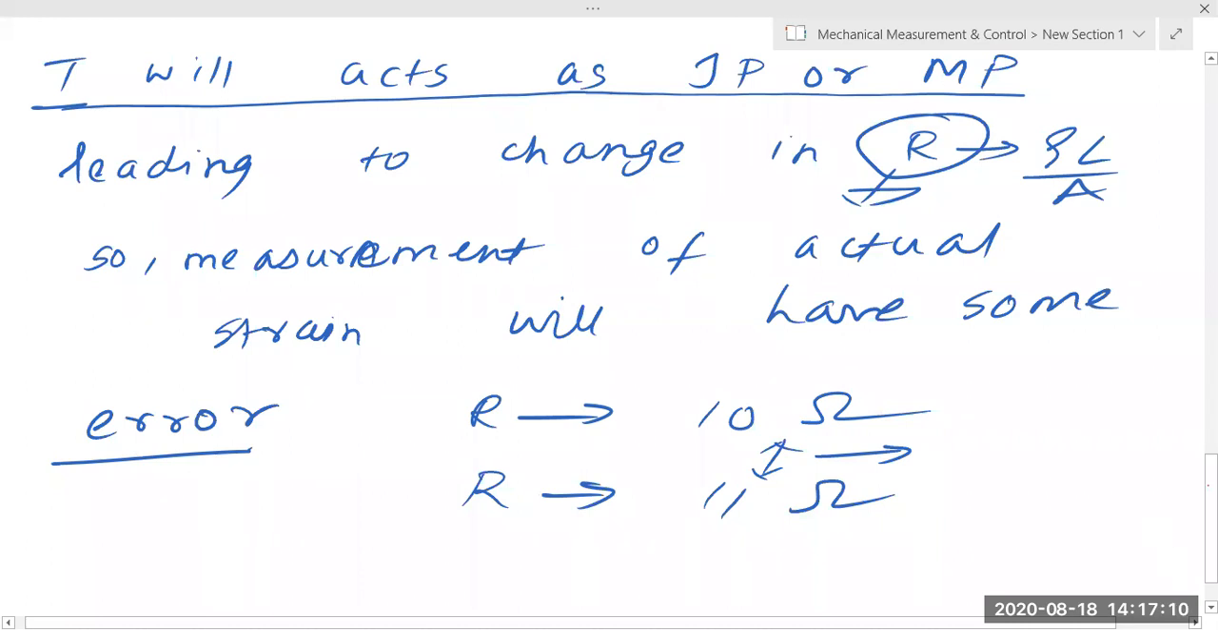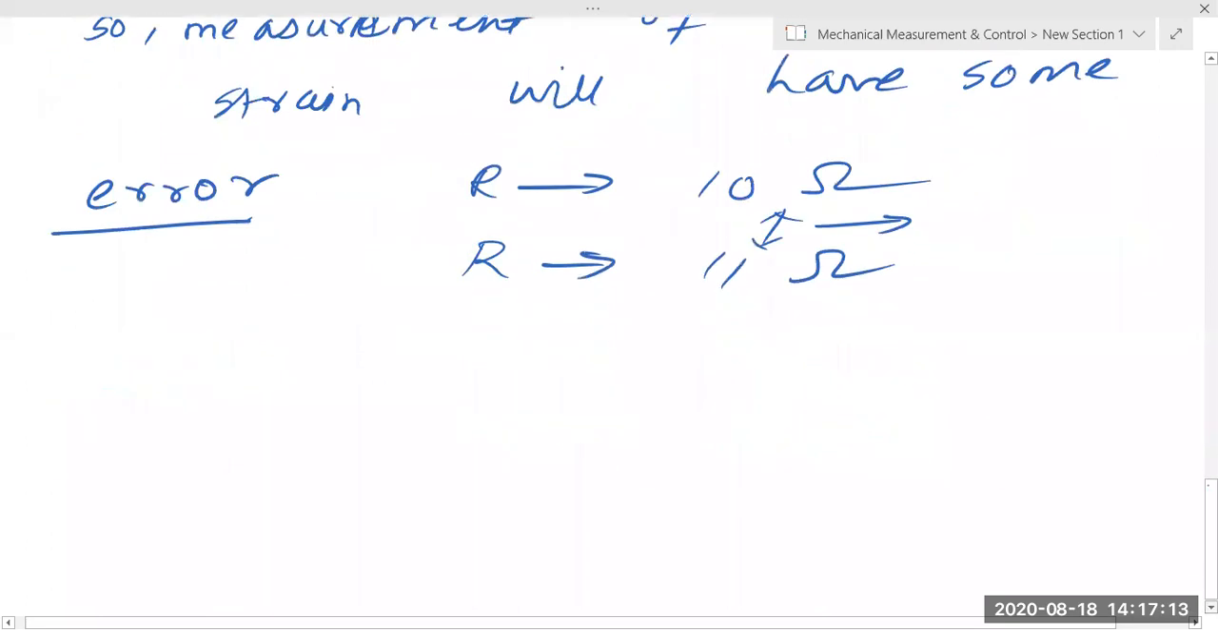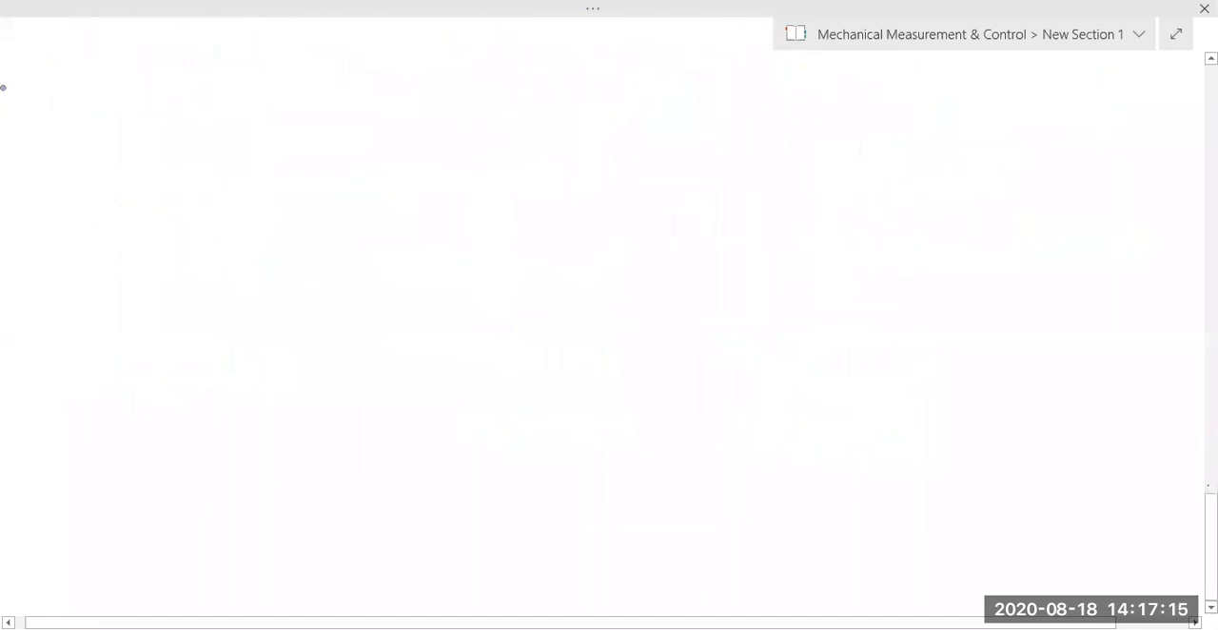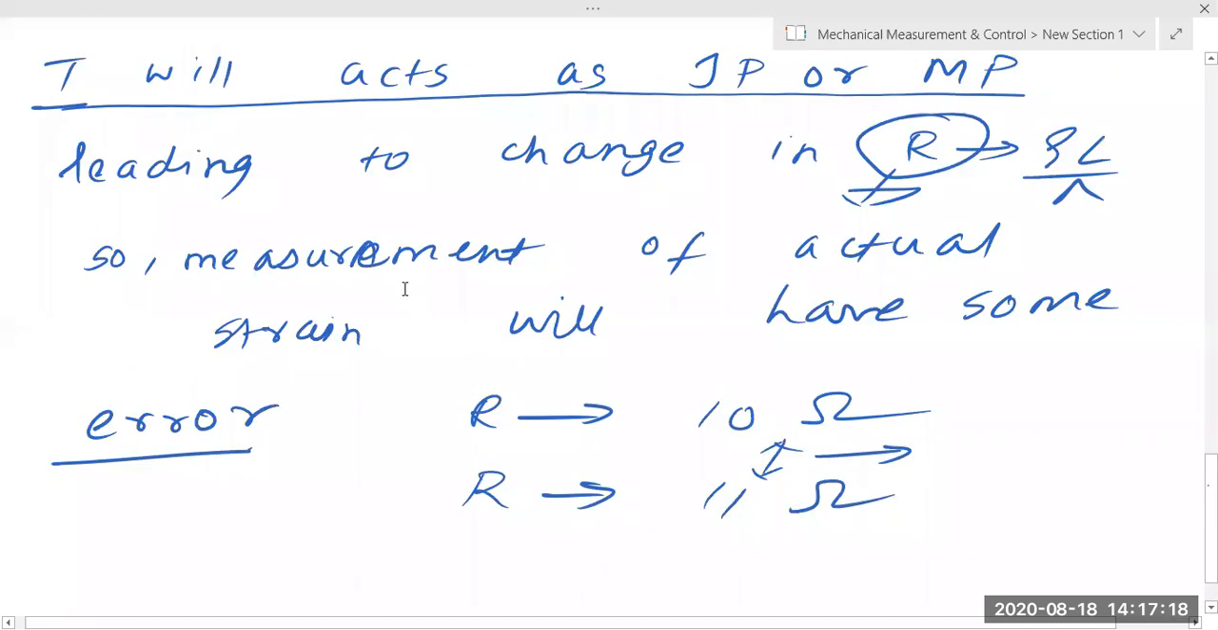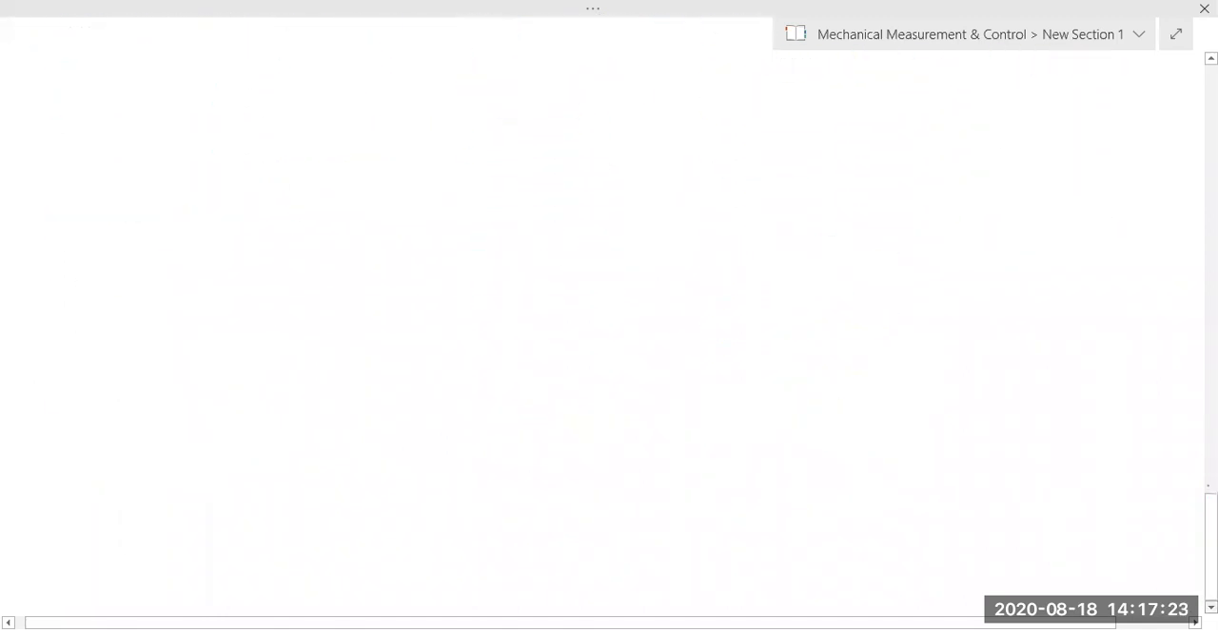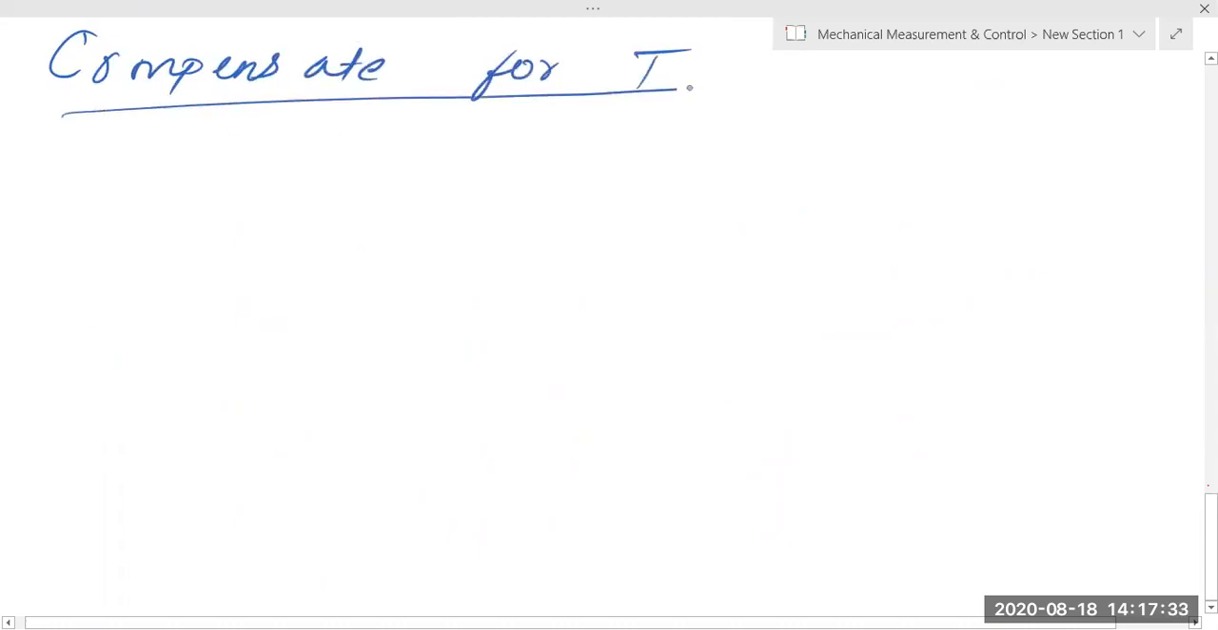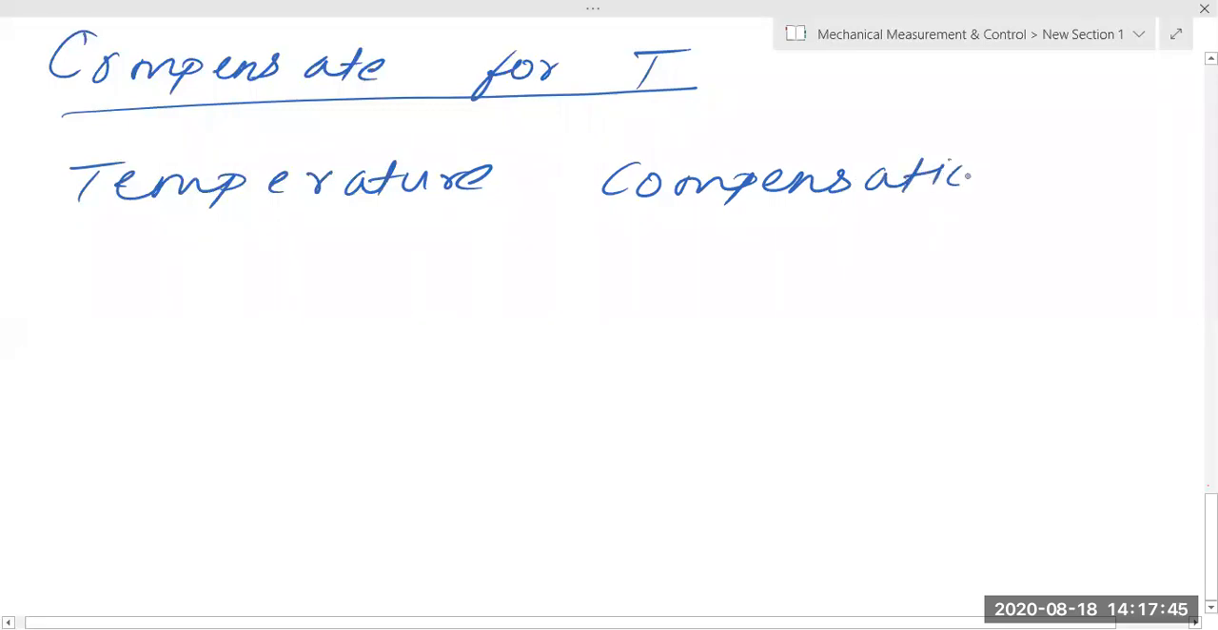That is the reason we need to compensate for the temperature. We already know that the system will have an interference or modifying input as temperature. So we need to compensate for temperature. That is what we call temperature compensation in strain gauges.